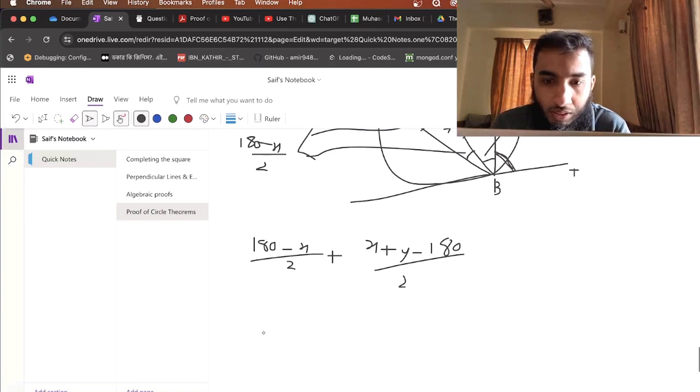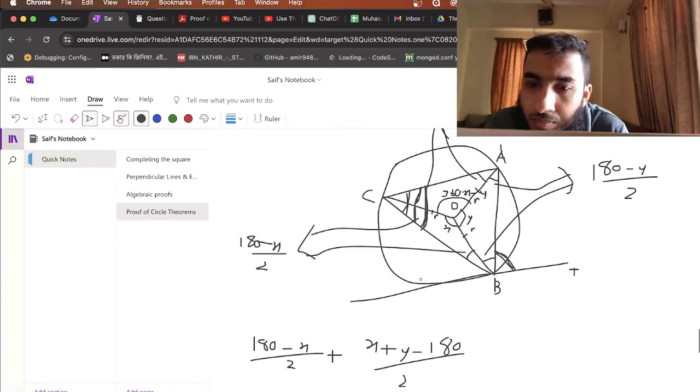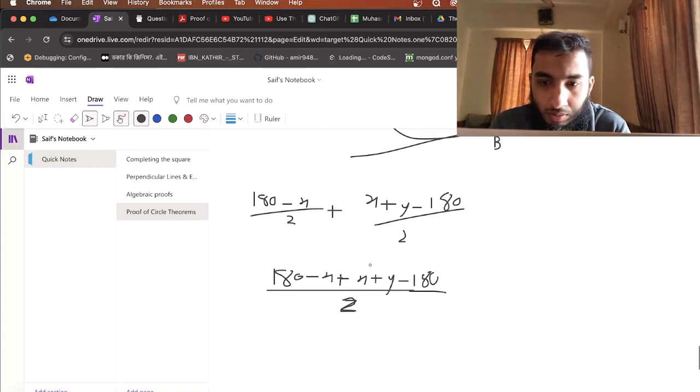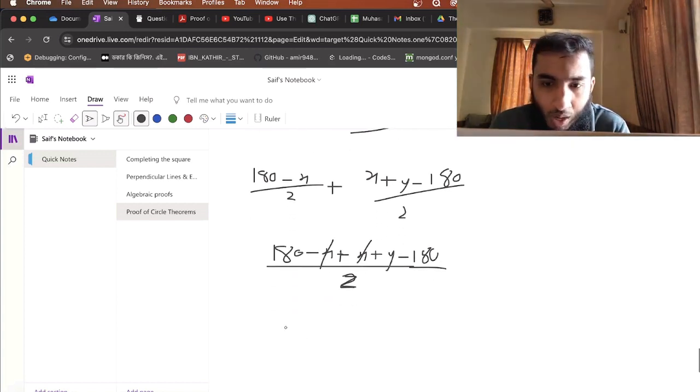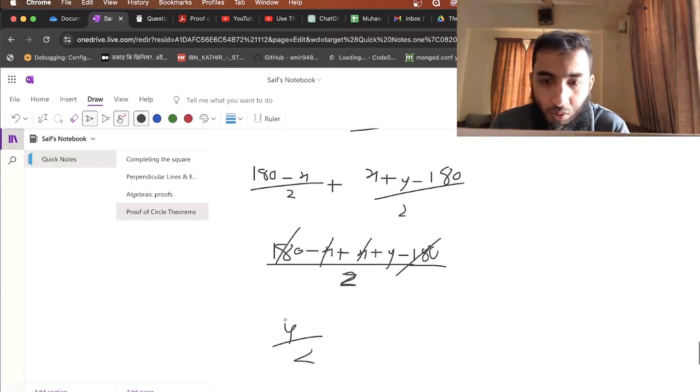If we simplify these two terms, it is 2, 180 minus X plus Y, minus X plus Y minus 180. So the 180 is gone, and there is only Y by 2. So the sum of these two, or the whole angle, is expressed as Y by 2.